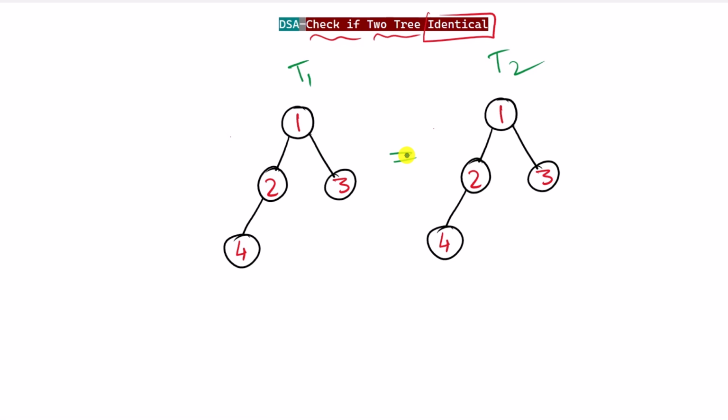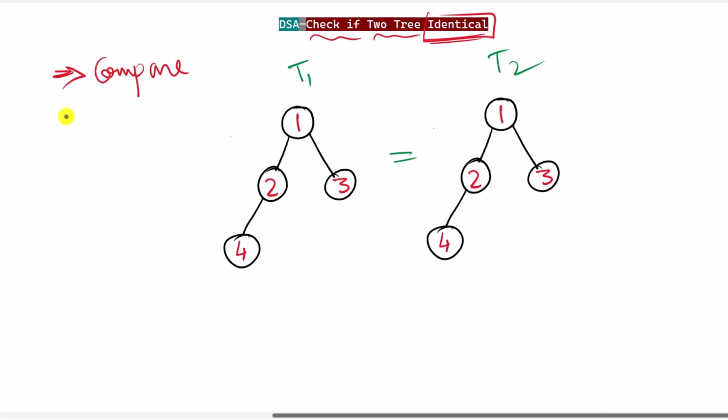But there has to be some algorithm that we should follow so that we can apply the same thing for larger trees and tell whether both of them are identical or not. To check if two binary trees are identical or not, we should perform some comparison. First of all, we should compare the data of nodes of both of the trees. So we're gonna compare the data.